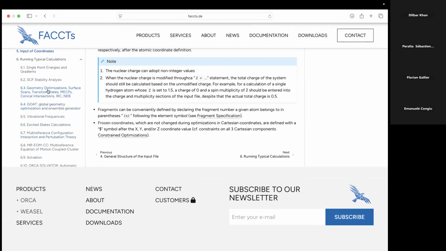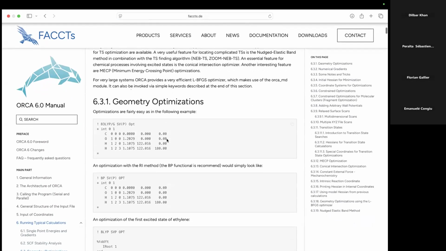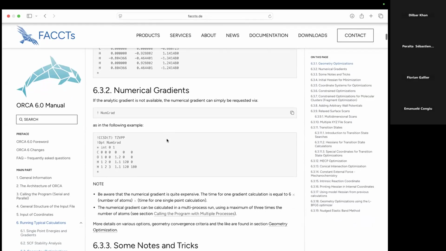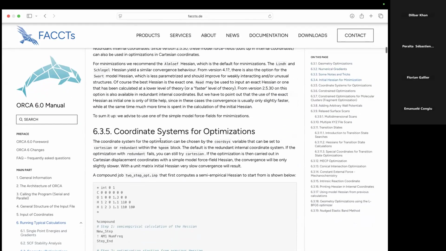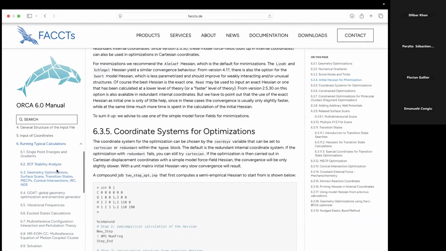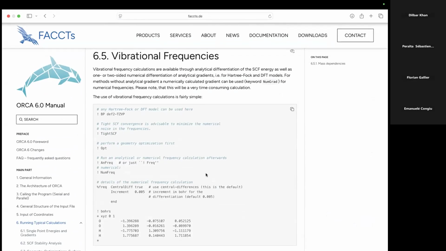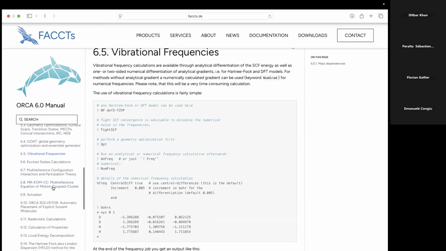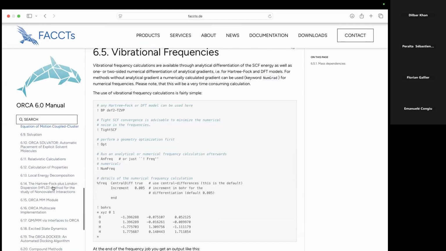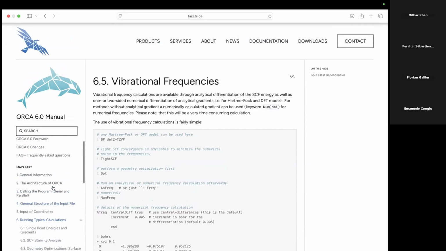Now we worked on geometry optimization. We simply used the geometry optimization, and there are many other options you can use. Okay. And we also did vibrational frequency calculations. Now you know how to do it. And there are many other types of computations you can do depending on your interest.